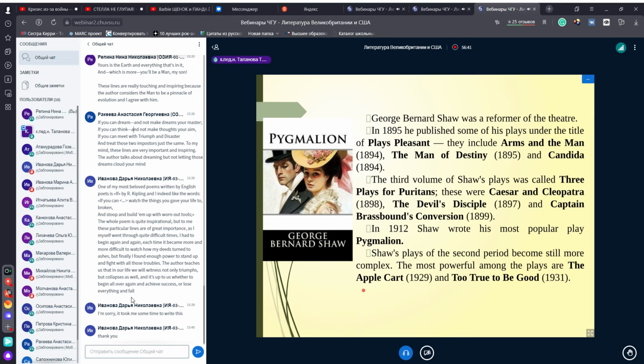The critics analyzing his writings found out that every play was written in response to his own point of view on this or that problem happening in the society of that time.